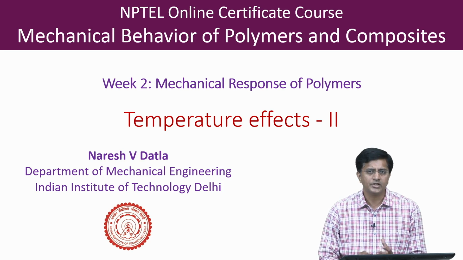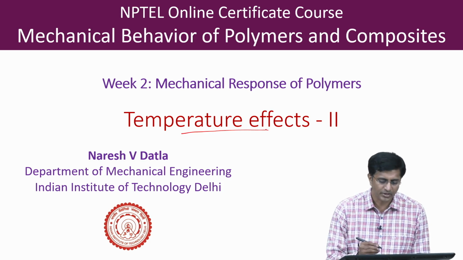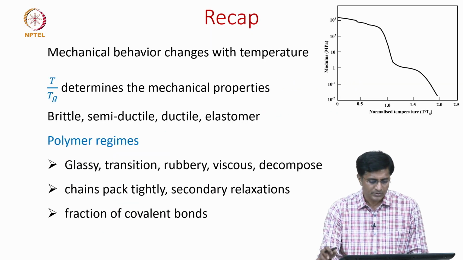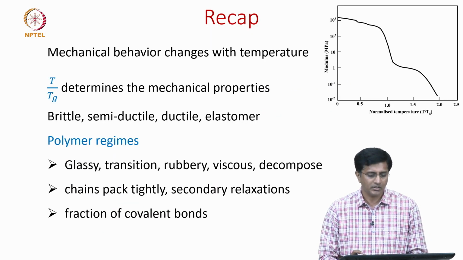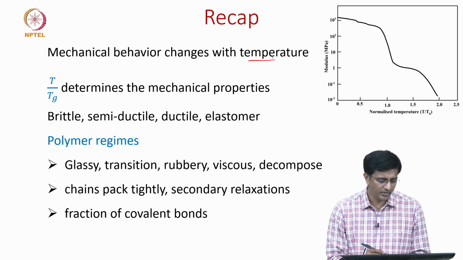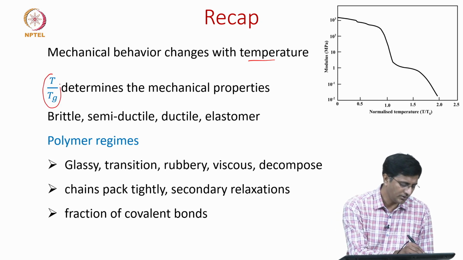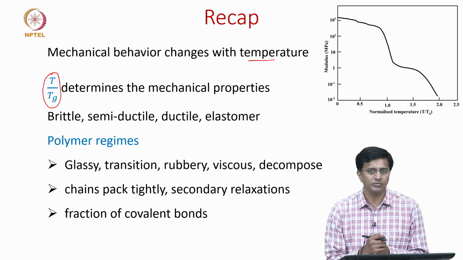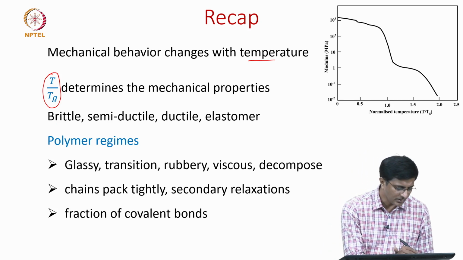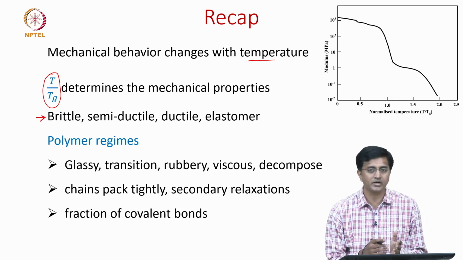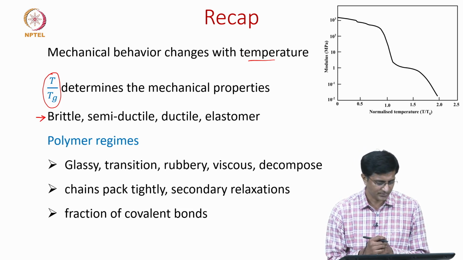Hello, this is a continuation from the previous video where we were discussing the temperature effects on the mechanical response of polymers. So, here is a quick recap from the previous video, where we looked at how temperature affects the mechanical behavior and said that this ratio T by Tg determines how the particular polymer behaves. And we have seen different polymer behaviors ranging from brittle, semi-ductile, ductile and elastomer behaviors.